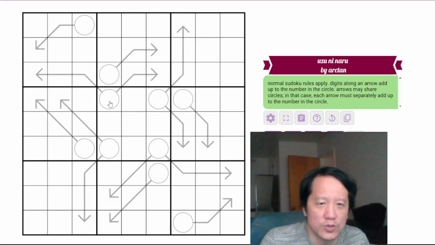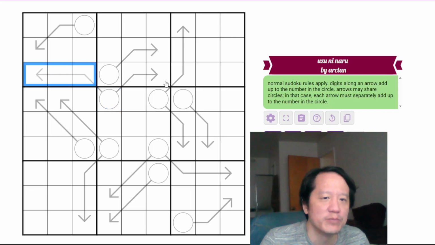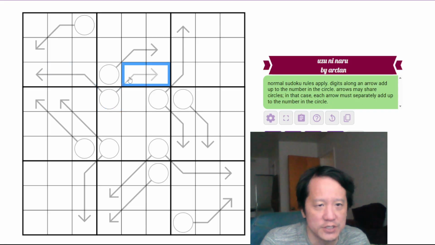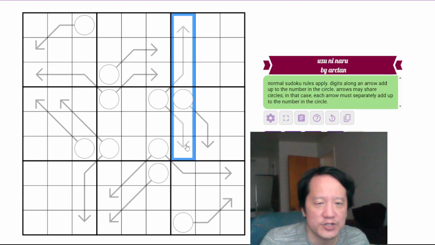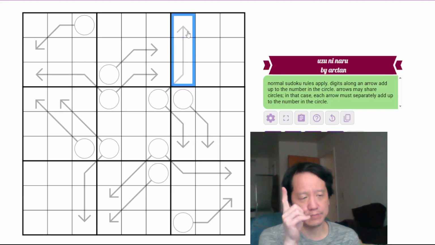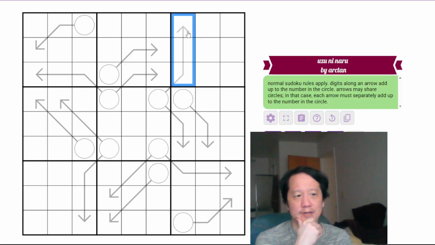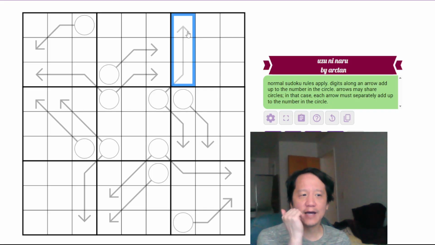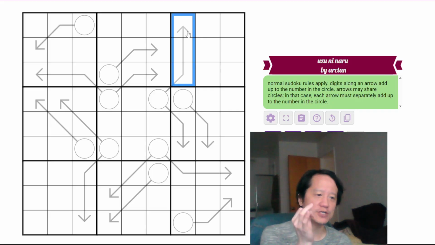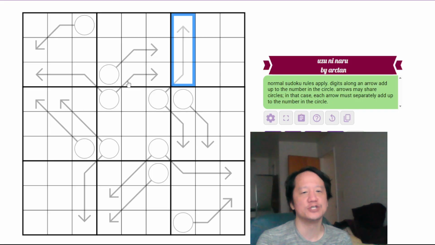Okay, so 2 times this digit is equal to the sum of these 5 digits in this row. Same with these 5 digits in this column. Well, to add up to that, the minimum is 1, 2, 3, 4, 5, and that is 15. 2 times 7 is only 14. So 7 can never be a digit here.